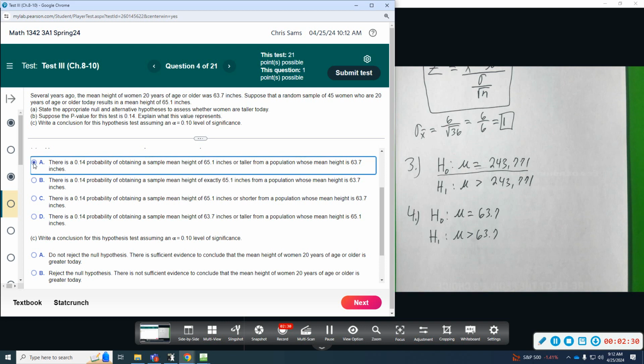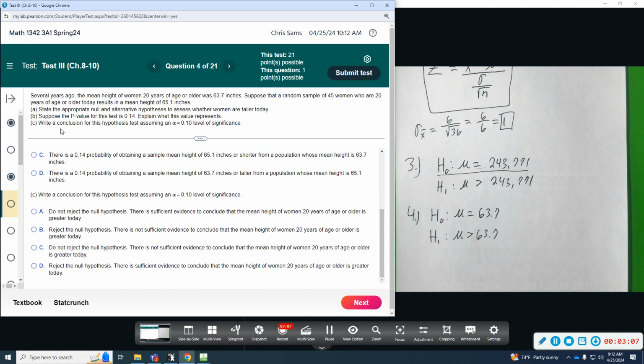So yes, this is the one because we're testing to see are they taller based on what we got, but the sample mean is 63, so that's what I was looking for. Probability of obtaining a sample mean of 65.1 inches or taller from a population. Yeah, so assuming that this is the population, the chance that we get this or taller would be 14%, and that says exactly sample mean or shorter. Nope. And this one says 63 or taller from a population. So yeah, we're not saying that that's the mean, we're saying that this is the mean. Okay, so A is going to be the best response there.